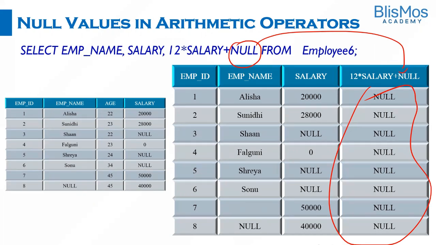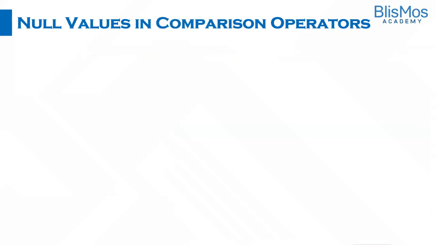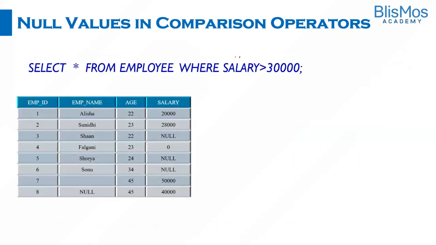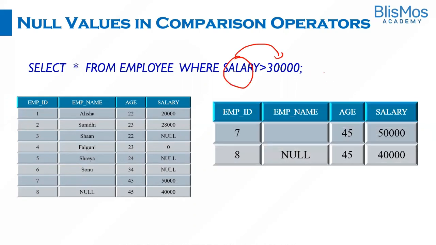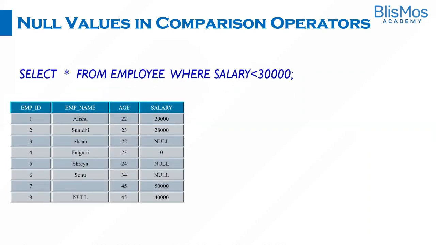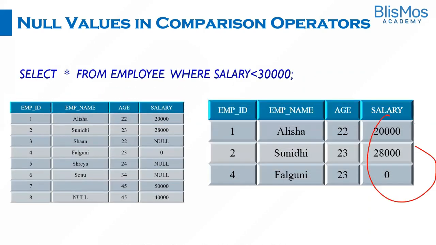What if we use null values as a part of the comparison operators? Whenever null values come as a part of the comparison operators, they are simply ignored. So here in this case, if you see, we are trying to compare the value of the salary if it is greater than 30,000. So wherever the null values are there, they are simply ignored and you are getting only two results where salary is more than 30,000. That happens to be 50,000 and 40,000. Let us take one more example. Here, if you see salary is less than 30,000, then we get a couple of records here.